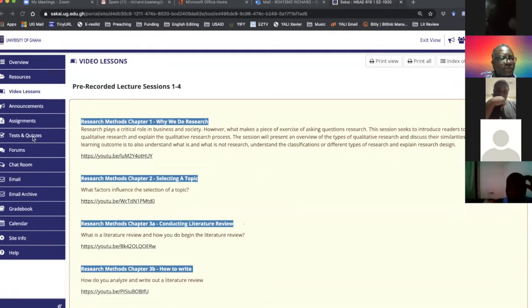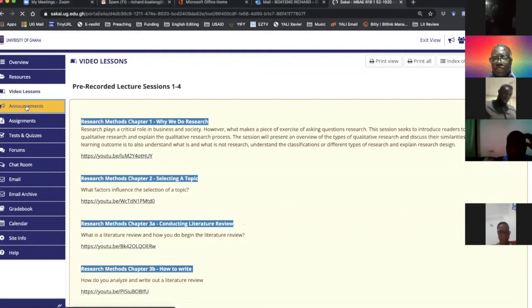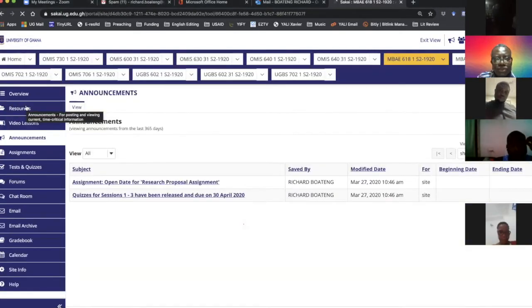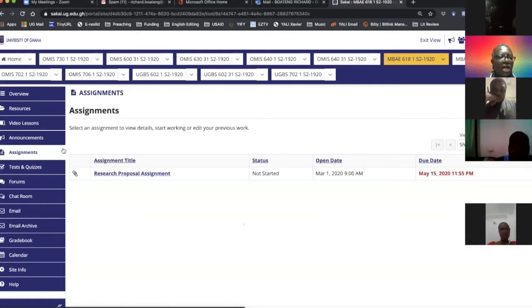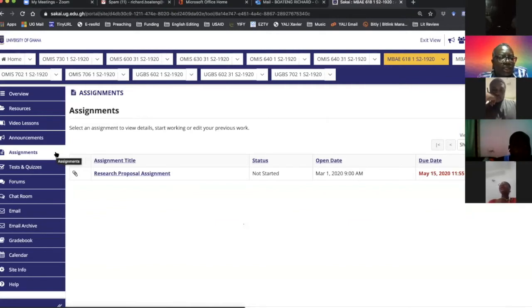Then you have the announcement. The announcement tells you some of the things that are upcoming, so it gives you information on what is required of you. Then you have assignments. Assignments and quizzes are what is required of you in the program.